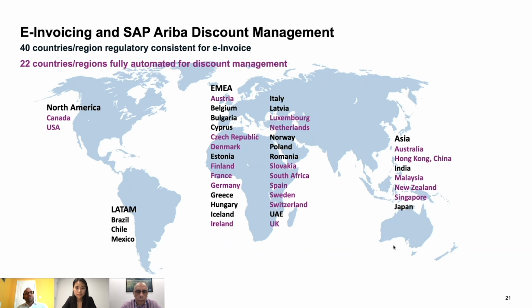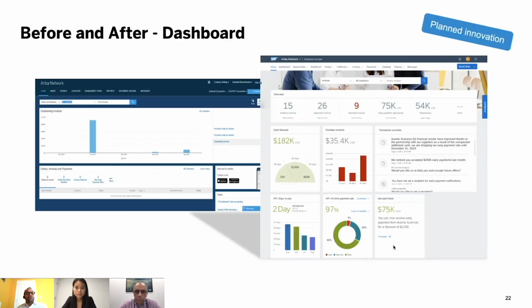But in these 22 countries, we have a fully automated process for creating the credit note and the amount on the credit notes, because that's something you can only know when the supplier clicks on the early payment discount and requests it. Now, on the next slide, I just wanted to talk about some of the things Alex has also mentioned around the new UI. We're doing the same thing when it comes to discount management.